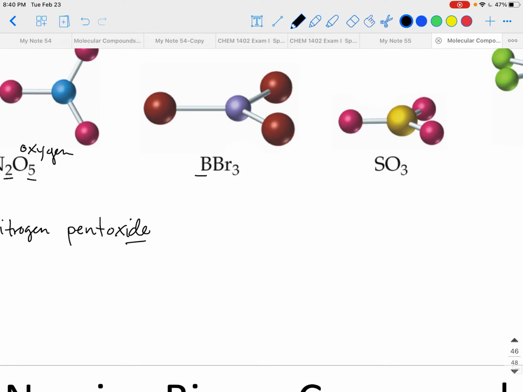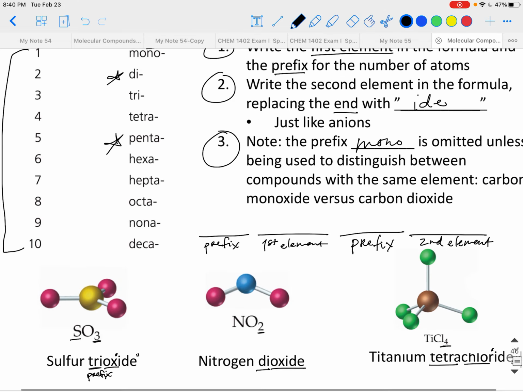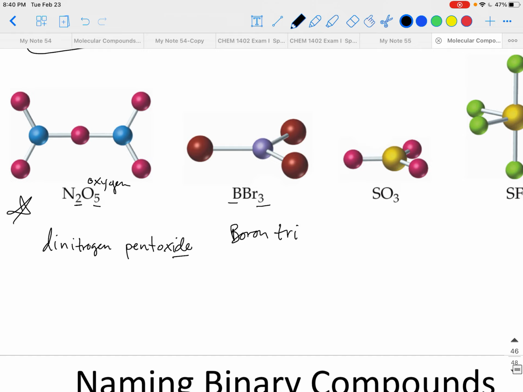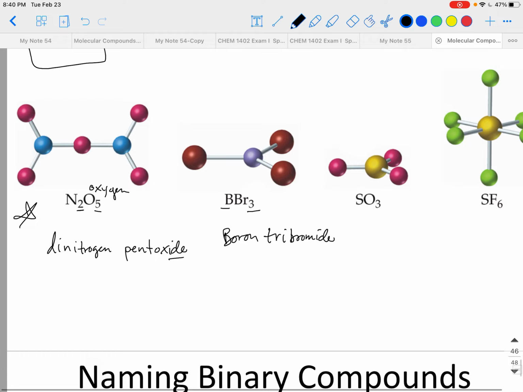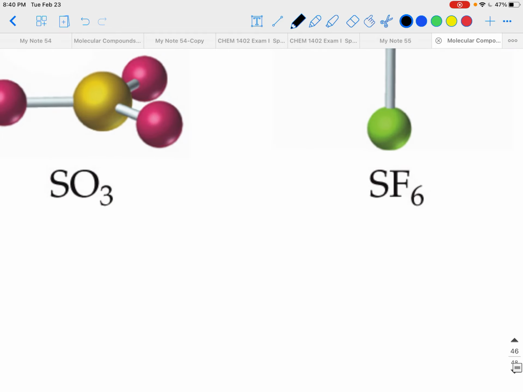All right, and then we have BBr3. So B is boron. If you need a periodic table, use one by all means to help you here. We just have 1 boron. So the prefix would be mono, but remember you omit mono. So we're just going to say boron. And then we have 3 bromines. So tri is the prefix for 3 if you look at our list up here. Tri, and then we're going to name bromine, but instead of bromine, we're going to say bromide. Boron tribromide.